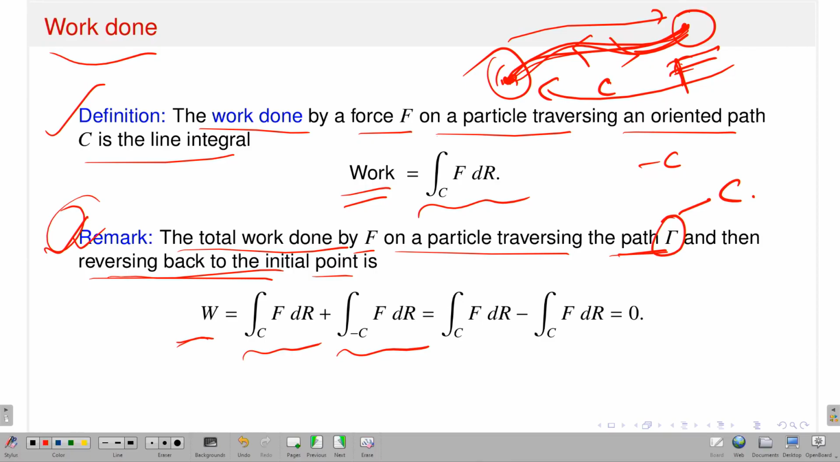But you know that the vector line integral of capital F over the negative of this curve is minus the vector line integral of capital F over C. So that's the formula I have written. This turns out to be minus the integration over C of F dr, plus the integration over C of F dr, which is 0. Therefore, if I go and come back, the total work done is 0. So that is a small remark.